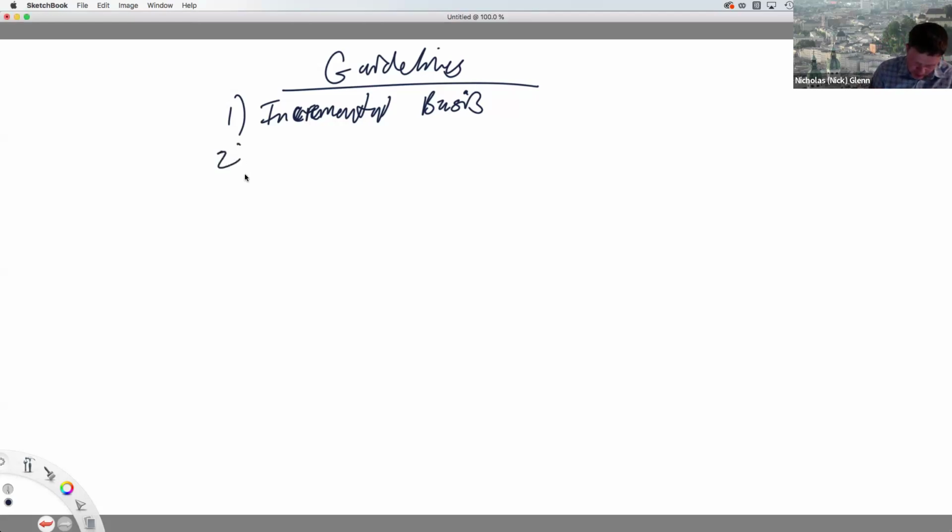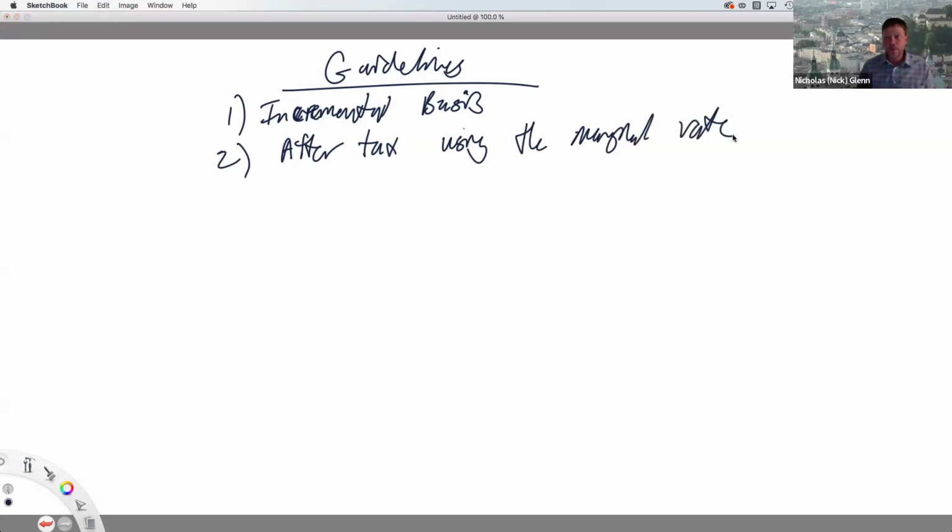Next, another thing you've got to remember when you're doing this: you've got to calculate everything after tax, using the marginal rate. Any profit that you make, you've got to pay taxes on it. So when you're thinking about these future cash flows, even before you discount, you've got to think about how much am I getting after I pay taxes, because that's what's important here.